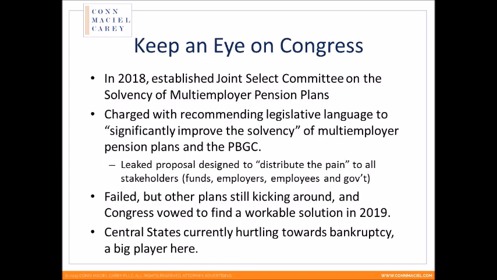Then always keep an eye on Congress. Last year they established this Joint Select Committee on the Solvency of Multi-Employer Plans. They were supposed to do something about all this. They didn't. They failed, but you never know what these goofballs out there are going to do. And they promised that they were going to find a workable solution in 2019. Central States is hurtling towards bankruptcy, and we'll see how much they can lean on them. But who knows what Congress may or may not do.